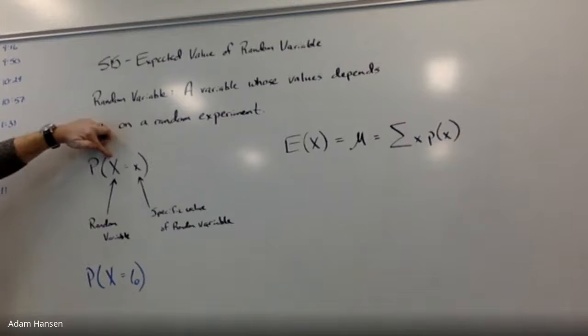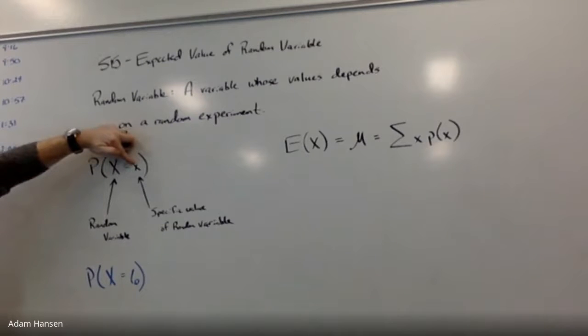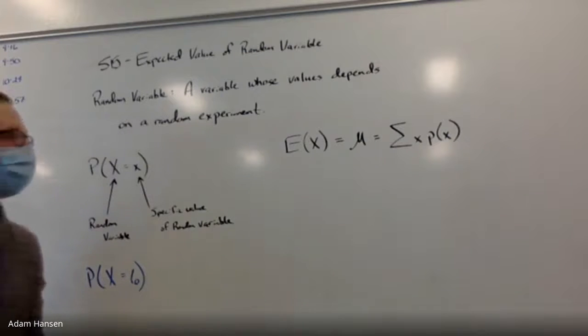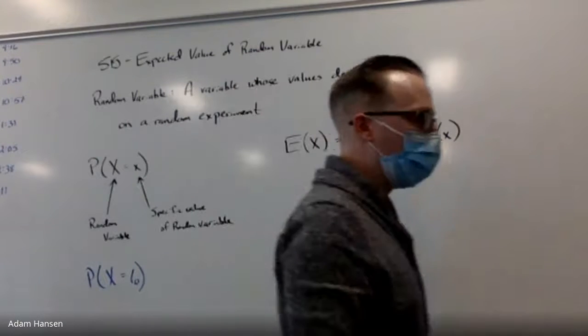Capital X is the random variable. X is any of the values that random variable could be equal to. Lowercase x is the actual values. The random variable is given by uppercase X.